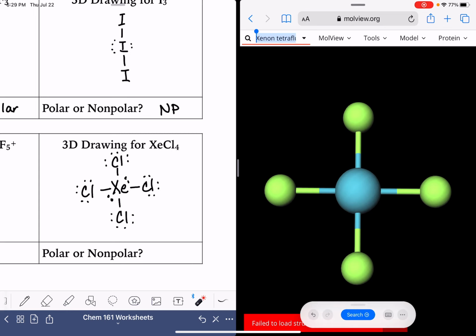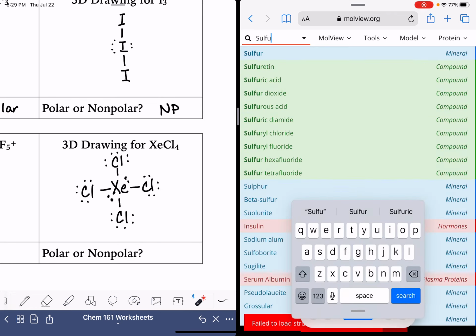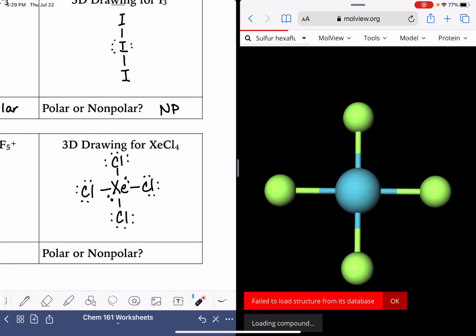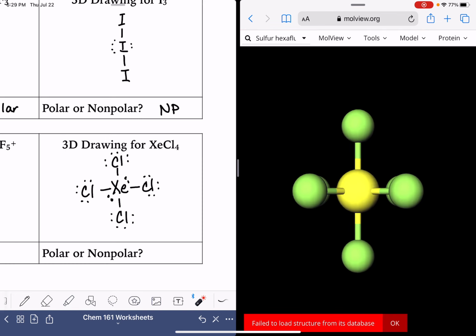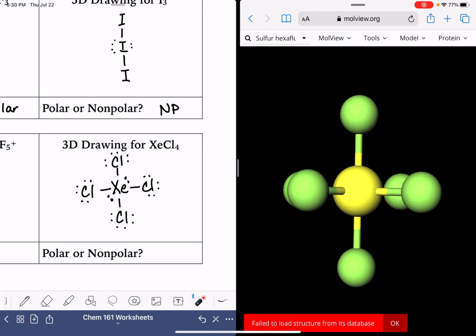To visualize this, I'm going to switch to a different type of molecule. Let's do sulfur hexafluoride. Sulfur hexafluoride is going to give us an opportunity to visualize. As I'm angling it right now, we've got that yellow in the center, which is going to represent the xenon. We've got those 4 green spheres that are all in our equator, and those will represent the chlorines. We have 1 green sphere on top and 1 green sphere on bottom, and those will represent our lone pairs.